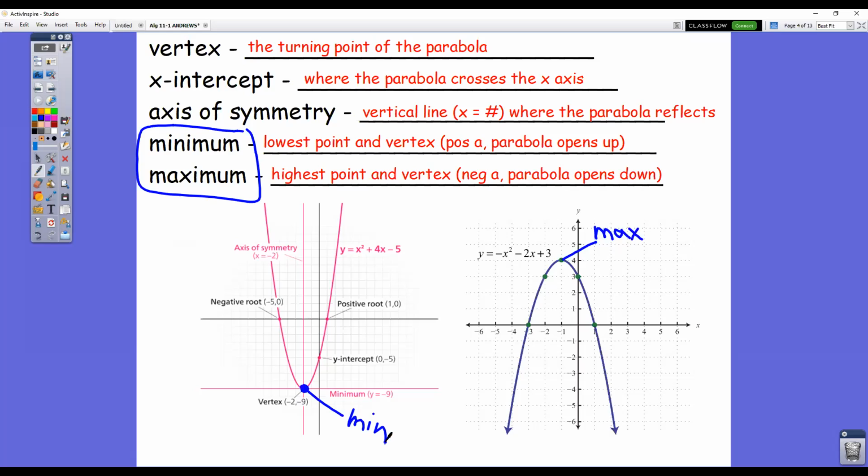Your maximum and minimum are also called vertexes. It's the point where the parabola, the U-shaped graph, turns. So it's that turning point on your graph.